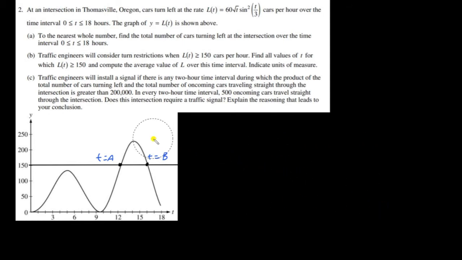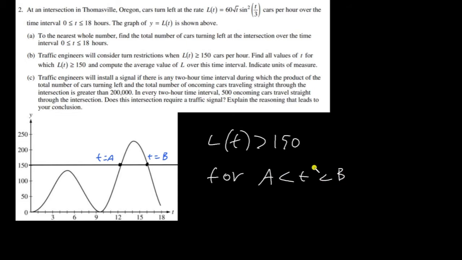Okay, so we know that we want to figure out all values of t for which L of t is greater than or equal to 150. So we'll say L of t is greater than 150 for A is less than t is less than B, but we want to know when it's greater than or equal to 150, so we'll just put a couple of equal signs there, and that was that.